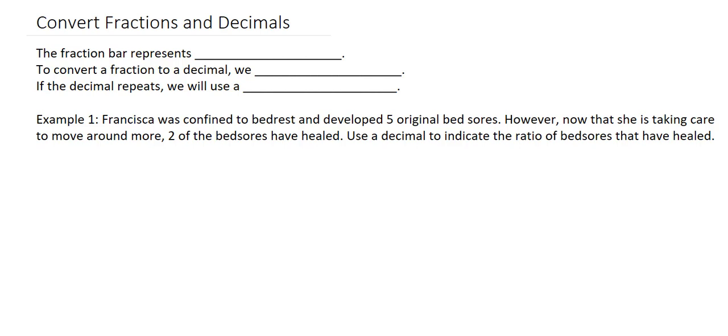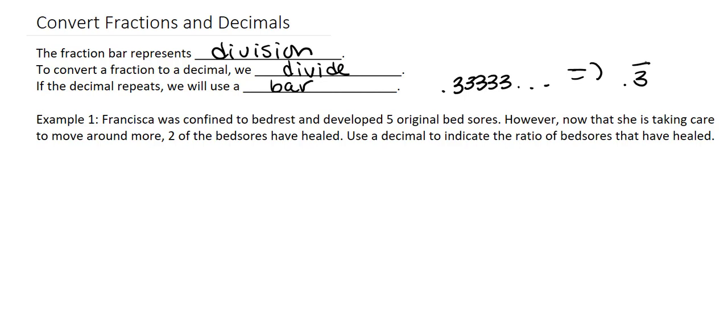Convert fractions and decimals. The fraction bar represents division. To convert a fraction to a decimal, we divide. If a decimal repeats, we're going to use a bar. Often you can see it where it just goes on forever, which we'll represent with a bar to indicate that the 3 repeats.